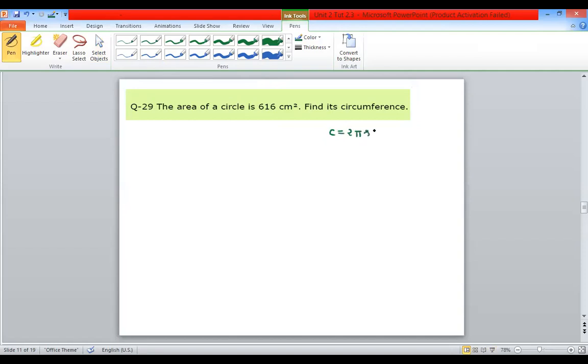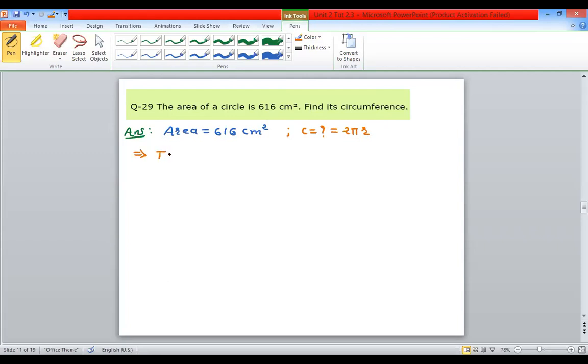2 pi r. For that I need to find r. So look here, you have an area. What is given to you? It's the area, and the area of the circle is 616 centimeter square. So first of all, put the formula of area. My aim is to find C. C, that means 2 pi r. For that I need r, and I have the area.